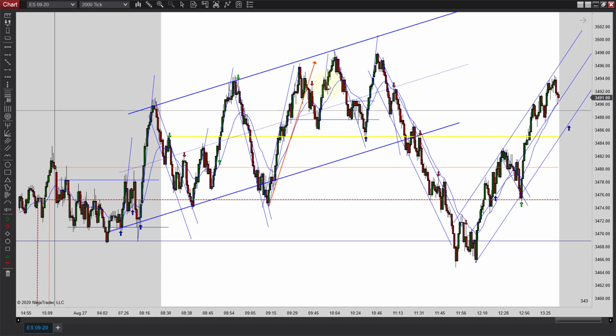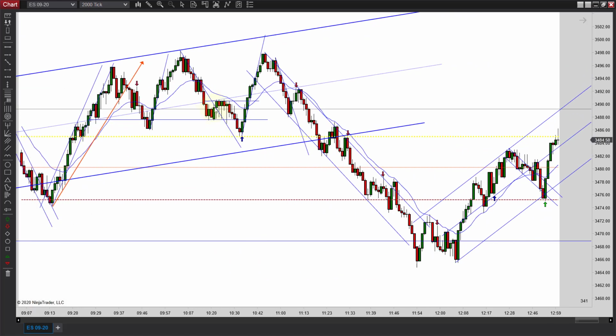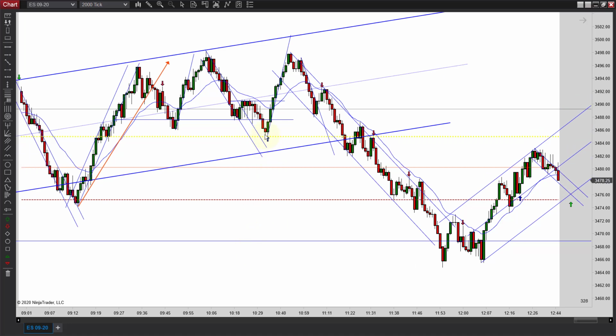And people ask me, how does that help? How does that keep you on the right side? Well, here's a great example right here. Look at this channel coming down. If you don't draw your line here, you're expecting prices to come all the way back down to this trend line. But guess what? They come up short.